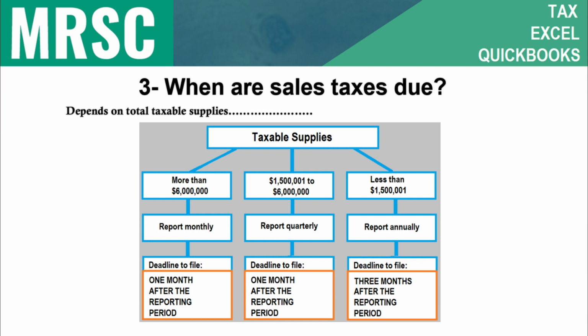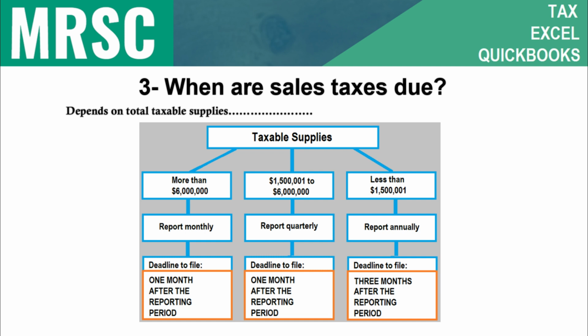Now, for companies that have more than 1.5 million up to 6 million in taxable supplies, they must report quarterly, and their deadline to file is the same, 1 month after the reporting period. The third category, companies that have 1.5 million or less, can report annually, and their deadline to file is 3 months after the reporting period.